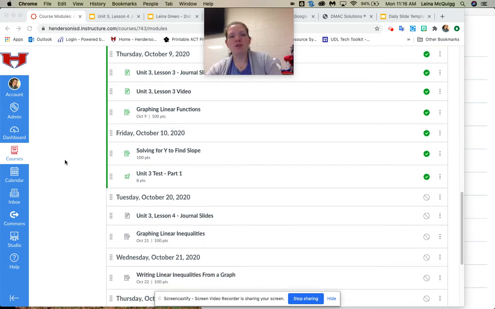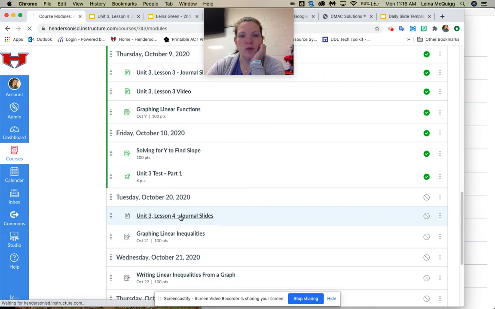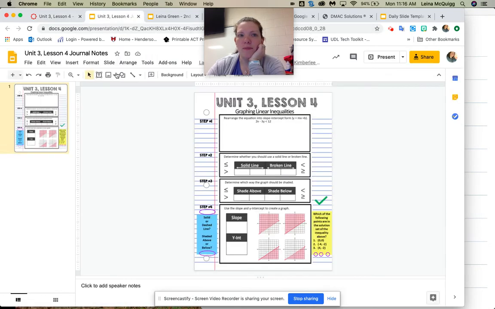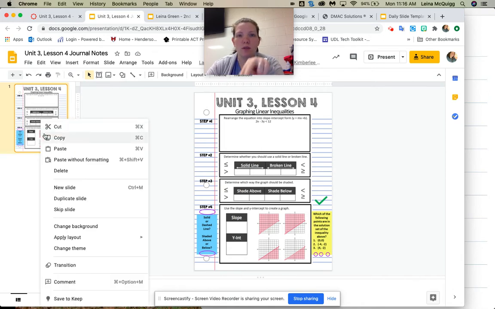Under modules, you're going to come over here, click on lesson 4 journal slides, and we need to add these to our journals. So, you'll click go here. It will open up this slide. You can do Control C. Once you click on that slide, you can do Control C, or you can right click, which is clicking with 2 fingers, copy, paste this into our journal, okay?